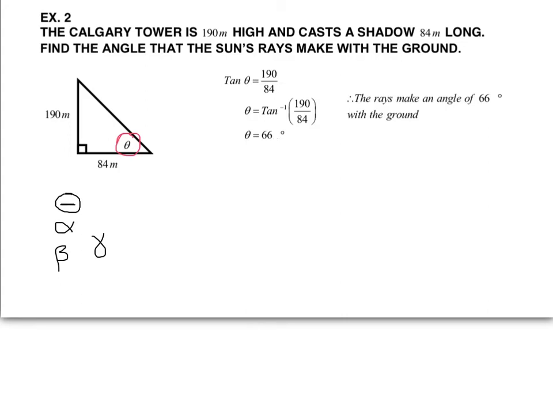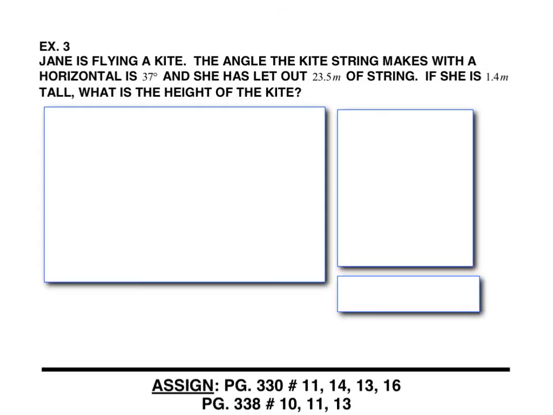Let's see what's on the next slide. Again, we're going to do this the same way. I'm going to do a rough sketch, then I'll delete it and show you the very pretty one. Example 3. Jane is flying a kite. The angle the kite string makes with the horizontal is 37 degrees, and she has let out 23.5 meters of string. If she is 1.4 meters tall, what is the height of the kite?